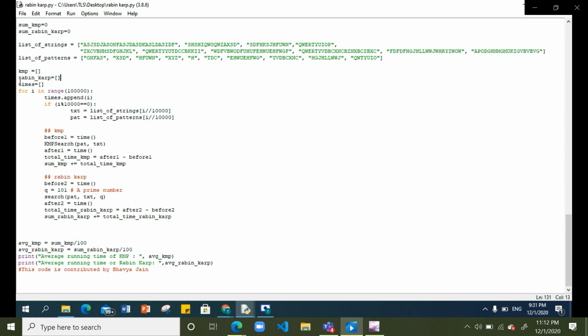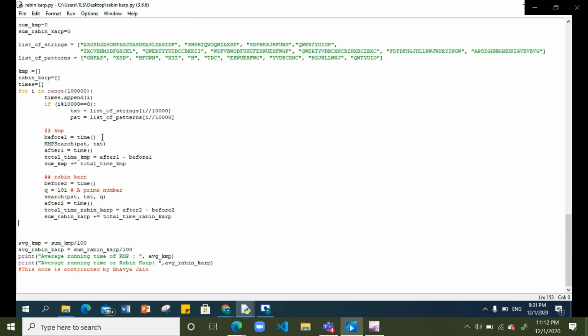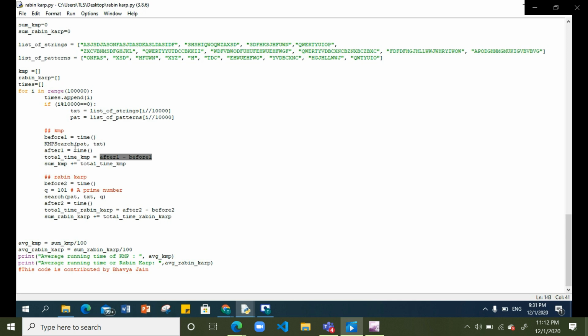As you can see in these lines of the code, we first take the time before the algorithm has started running, and then we call the function to run the algorithm, and then we take the time after it is done running. We calculate the total time taken by the algorithm to run by calculating the difference between after time and before time. We do this for both the algorithms, and we repeat these processes several times. In fact, we repeat this 100,000 times.